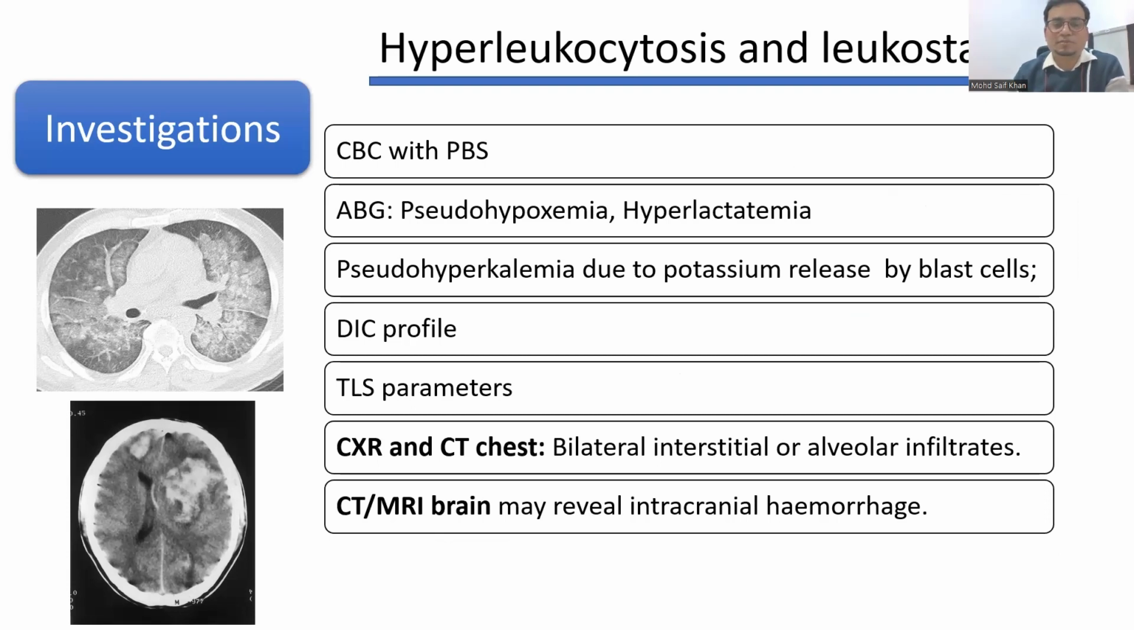CBC with the peripheral blood smear, and in ABG you would see the pseudohypoxemia and pseudohyperkalemia. DIC profile and TLS parameters need to be monitored, and in chest X-ray you would see bilateral interstitial infiltrates, and in CT or MRI brain you would find intracerebral hemorrhage.